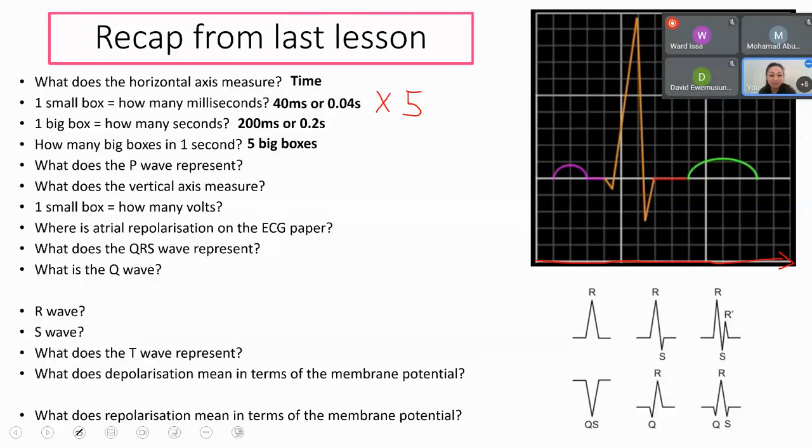So what does the P wave represent? Atrial contraction. Not contraction, atrial depolarization. There's a difference because the atria can depolarize, but not necessarily generate an effective contraction. Okay, so it's different. Depolarization is like the signal to contract.